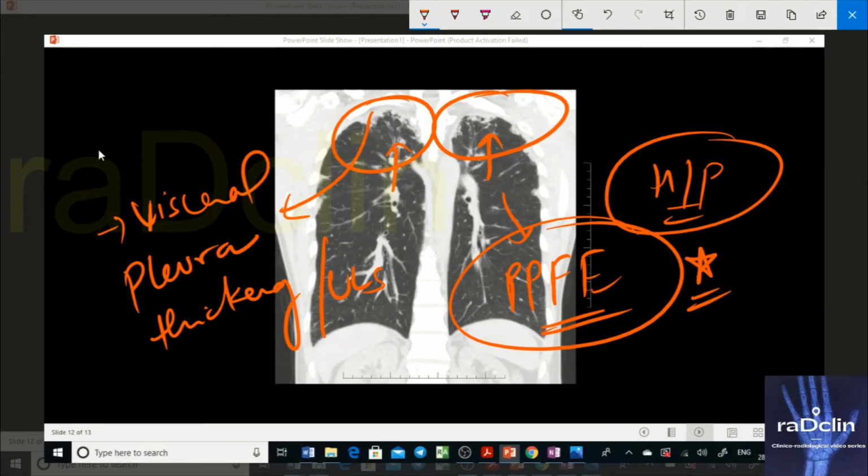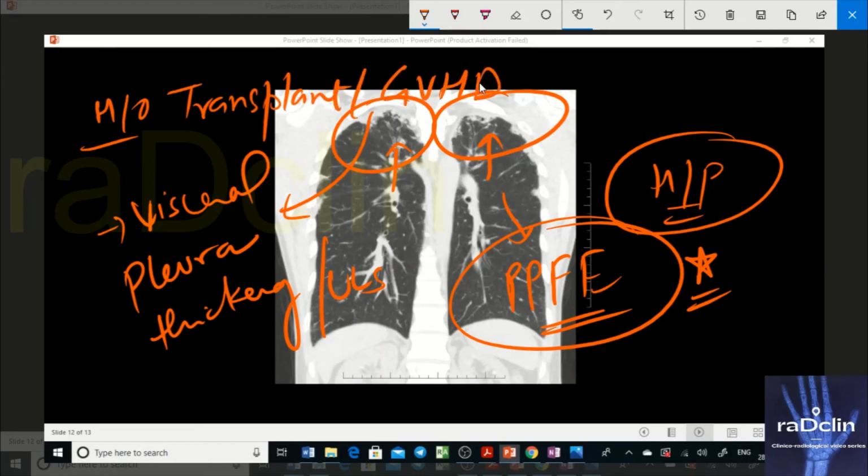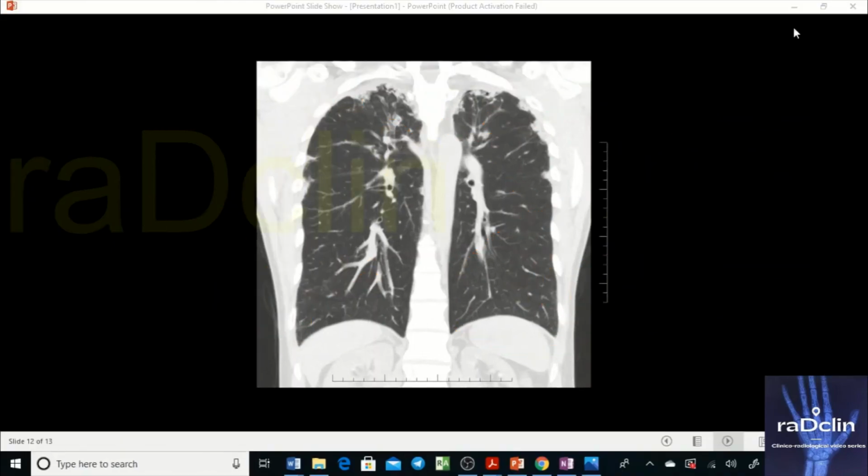So if you see a history of, let's say, transplant in a particular patient, or GVHD happening, something like that, or bone marrow transplantation, in which GVHD is typically seen, these are the cases where you can see PPFE. So that was all about the rare ILDs that we discussed.